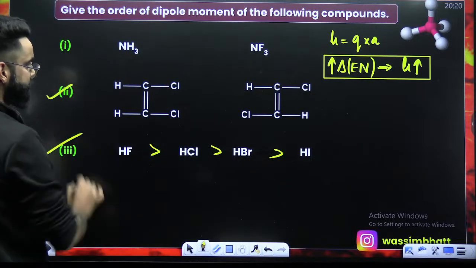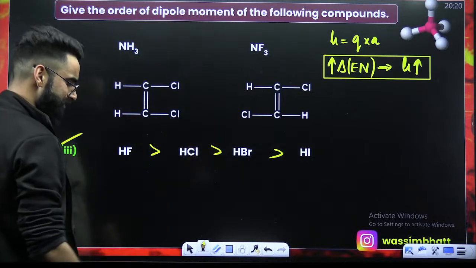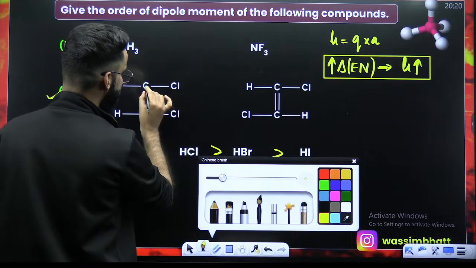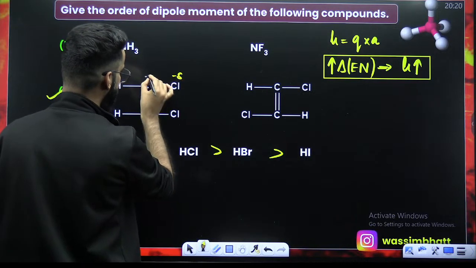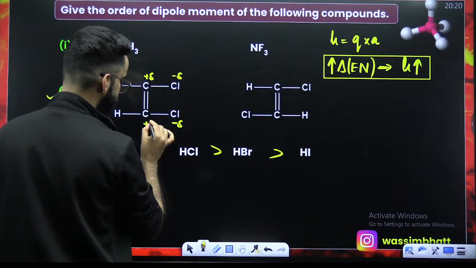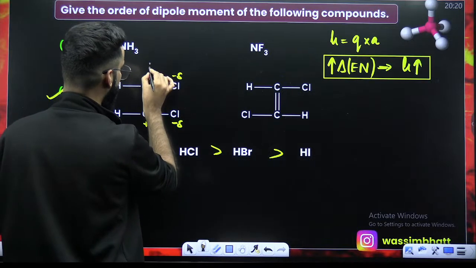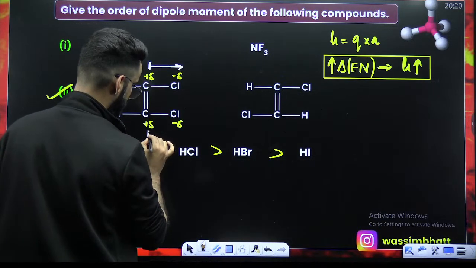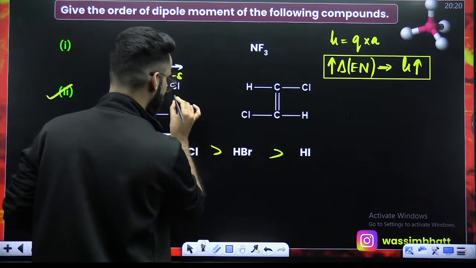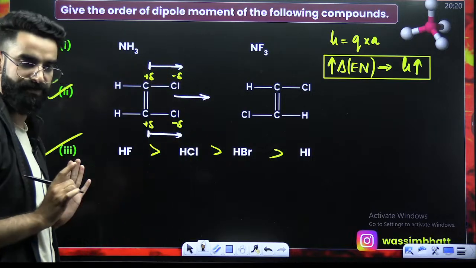Look at the second question. CH. So let's not talk about CH over here. Let's talk in terms of CCl. Now this is C and Cl. Which one is more electronegative? Chlorine. So delta negative, delta positive. Similarly, this will be delta negative, delta positive. So what will be the moment due to this particular bond? Positive to negative, positive to negative. So both the vectors are going in one direction. So the resultant net dipole moment is going to be in this direction.